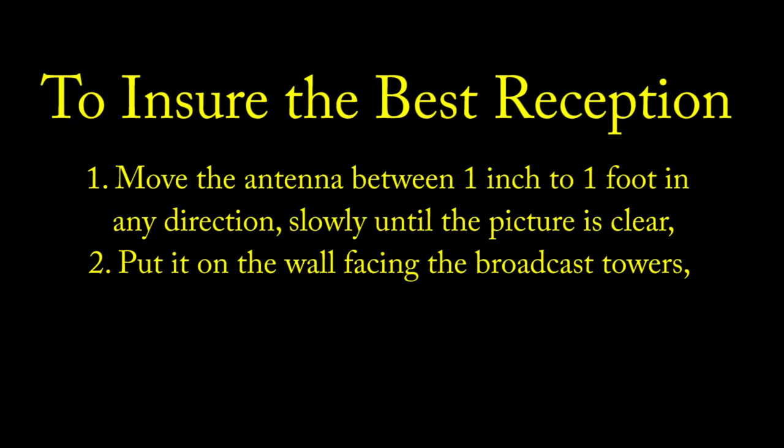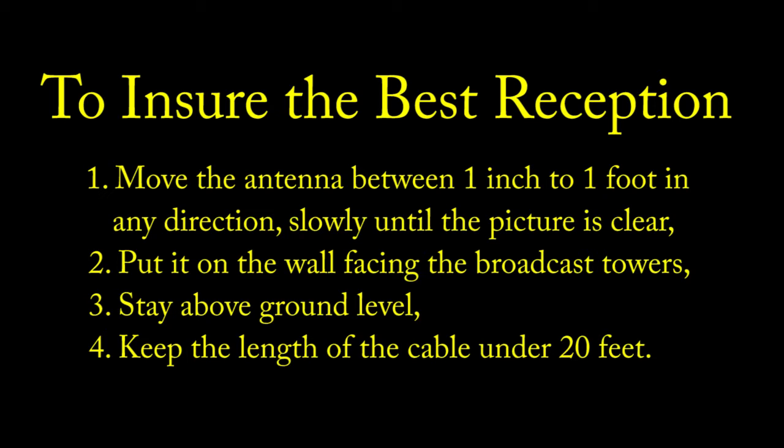Another caveat is antenna location. The best location is on an outside wall facing the broadcast towers. So if the towers are located to the south of you, then you want to put your antenna on a south-facing wall. It doesn't have to be on a window, just a regular wall is fine. Antennas at the opposite end of the house don't always work as well as they could. You should also try to stay above ground level. Also, keep the length of the cable from the antenna to the TV under 20 feet for best results.